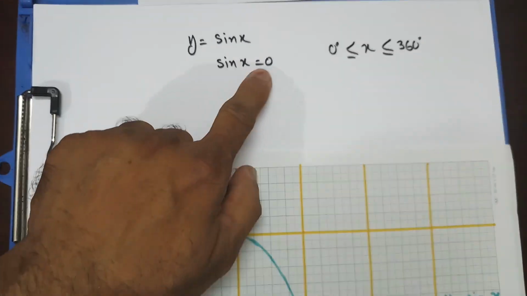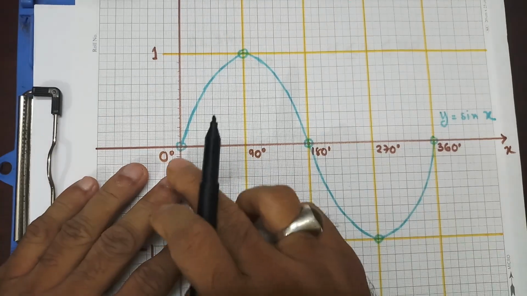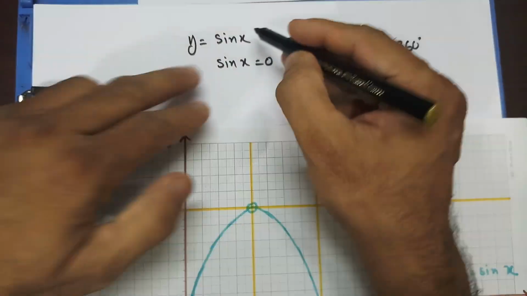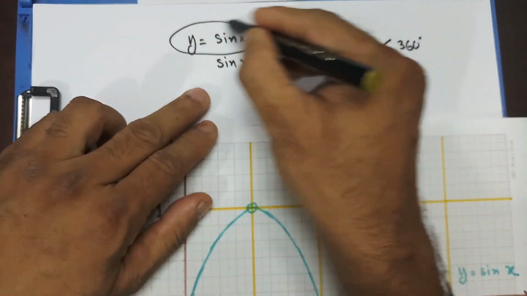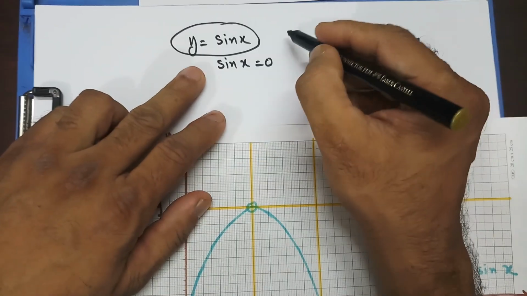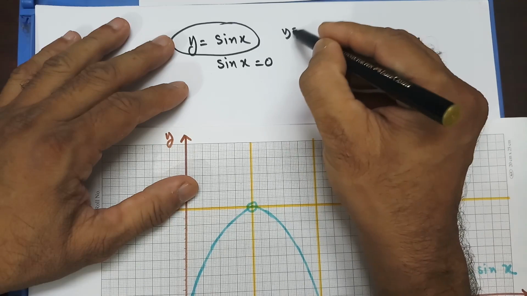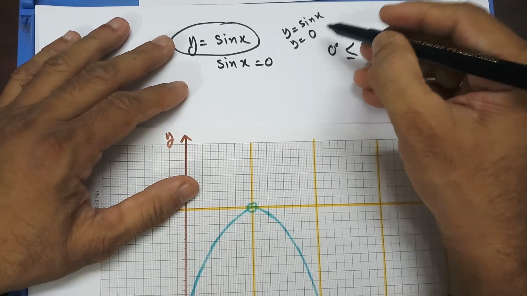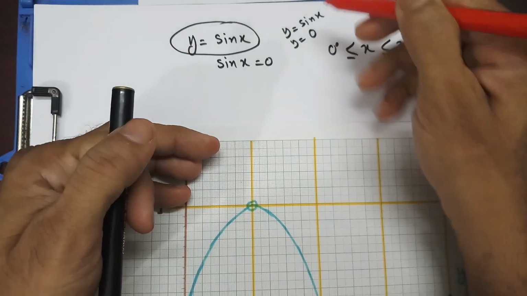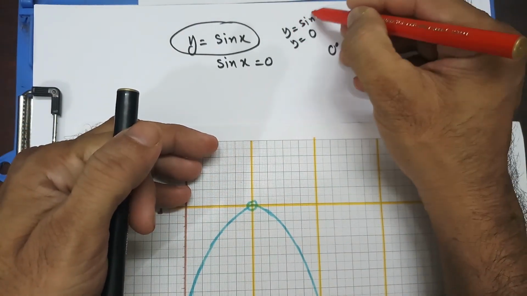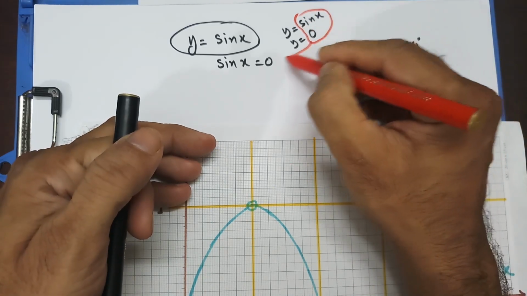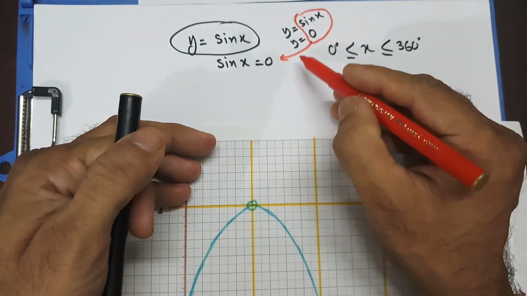And when sine x equals 0, this is actually a combination of two different curves or graphs. One is y equals sine x, and another one is y equals 0. Now we're going to equate these two: y equals this function, and y equals 0. We are equating this and putting sine x equals 0. What does that actually mean?